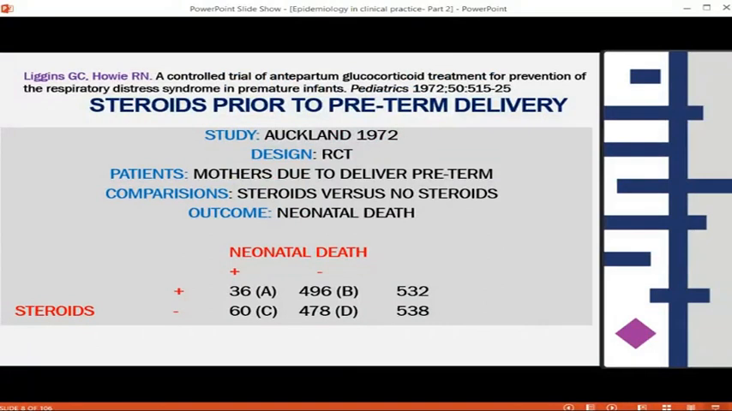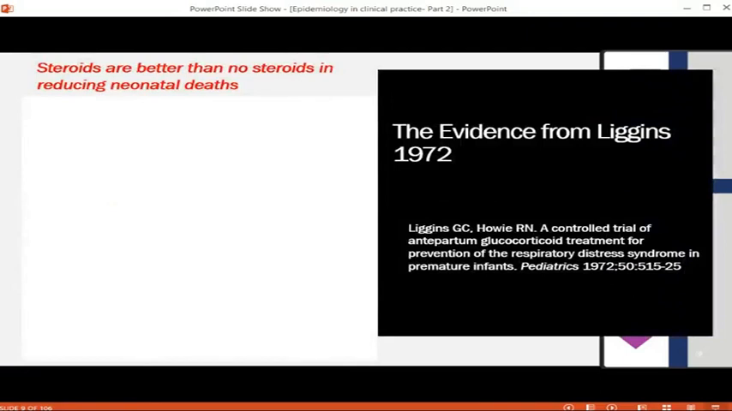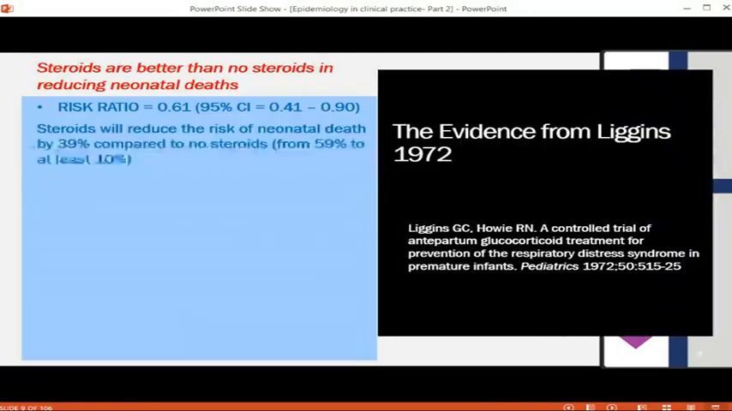And the numbers here are 532 mothers randomized to steroids and 36 neonates died. 538 mothers randomized not to get steroids and 16 neonates died. And the important thing for us is to see how important this difference is. So I found out that steroids are clearly better than no steroids because risk ratio was 0.61 and the confidence interval was 0.41 to 0.9, which basically means the risk reduction, 1 minus risk ratio, showed that steroids would reduce the risk of neonatal death by 39%. That is, 1 minus 0.61 is 39.